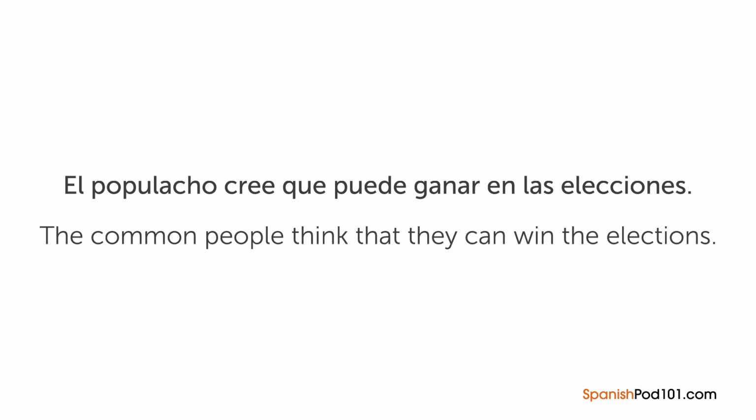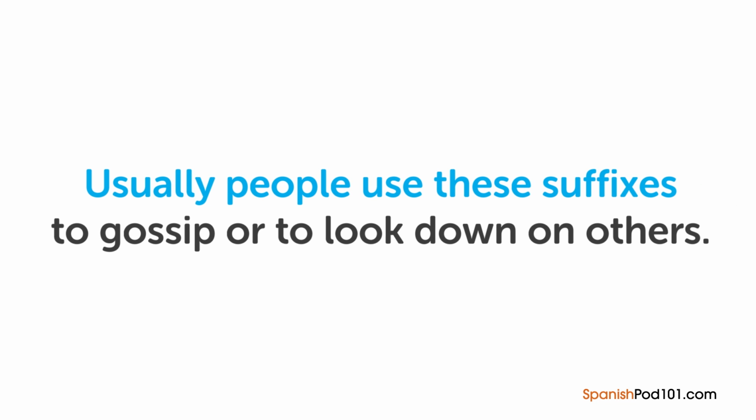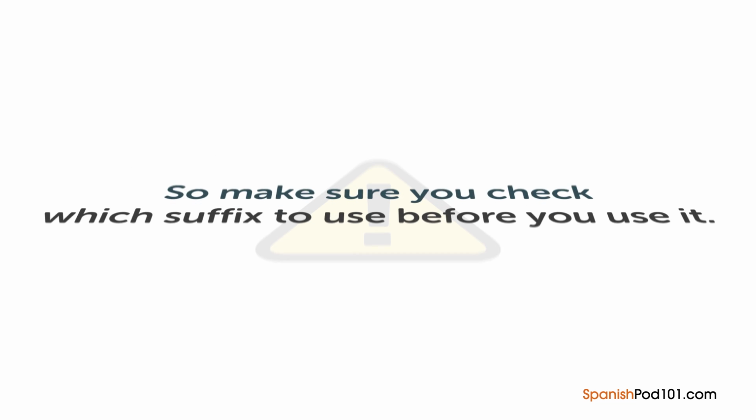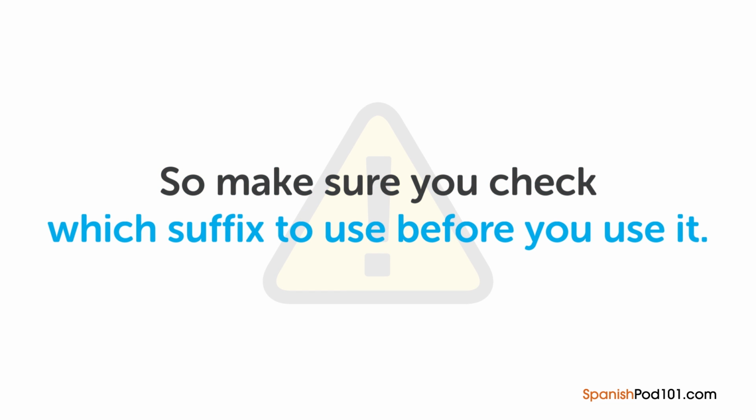Here's an example sentence. El populazzo cree que puede ganar en las elecciones. It means the common people think that they can win the elections. Usually, people use these suffixes to gossip or to look down on others. You don't always use the same suffixes for every word, as each word is used mostly with just one suffix. So make sure you check which suffix to use before you use it.